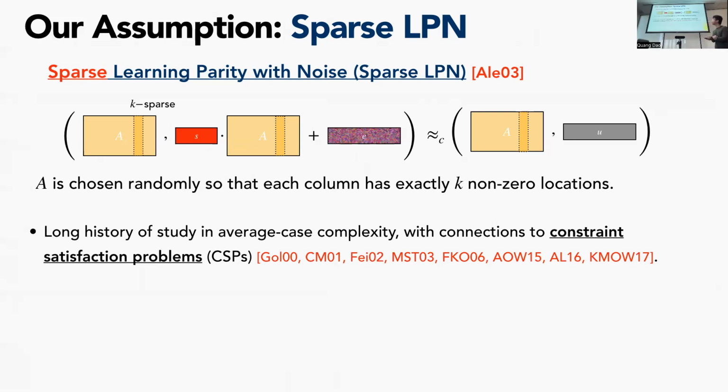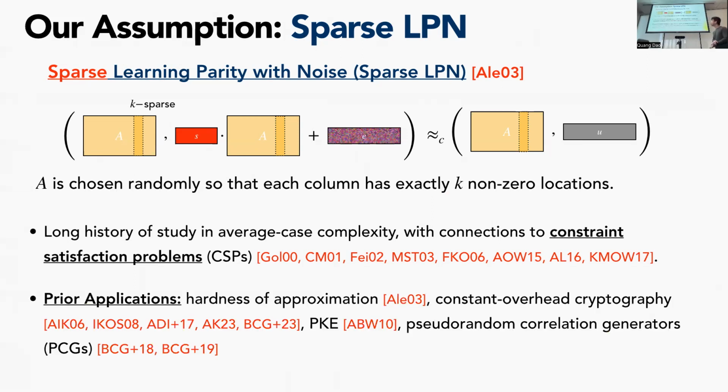This assumption turns out to have a long history of study in the area of average case complexity, with connections to constraint satisfaction problems. It has also found prior applications, such as hardness of approximation and cryptographic applications, such as schemes with constant overheads, public key encryption, or pseudo-random correlation generators.